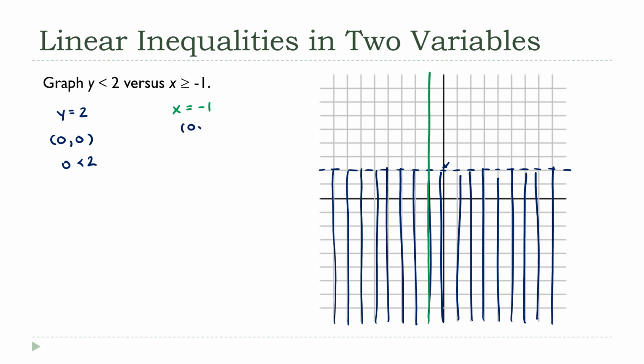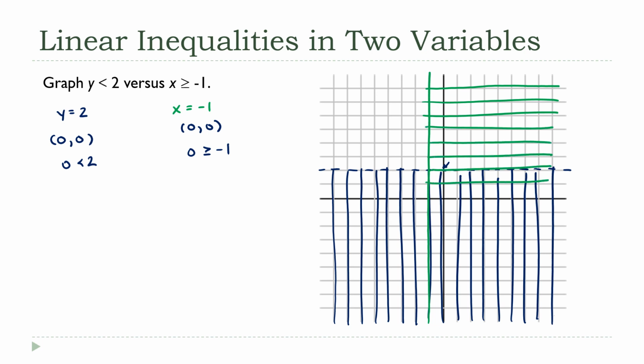And we'll test the origin again. And again, I'm not bothered by the lack of a y. I have my x value at 0. 0 greater than or equal to negative 1. That is also true. Right, so the origin is part of the solution here as well. So I'm going to graph, well, let me use the same color. I'm going to graph everything over here. And this half plane represents the solutions to that second inequality.